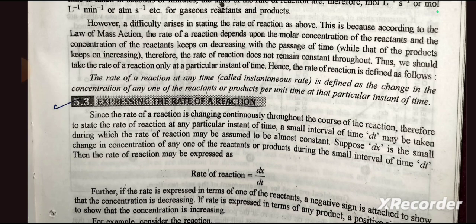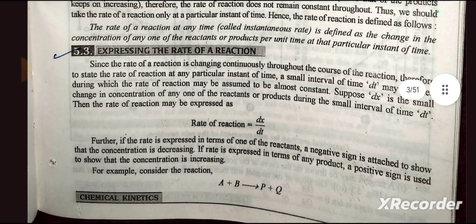Hence, the rate of reaction is defined as follows. The rate of reaction at any time, called the instantaneous rate, is defined as the change in the concentration of any one of the reactants or products per unit time at that particular instant of time.